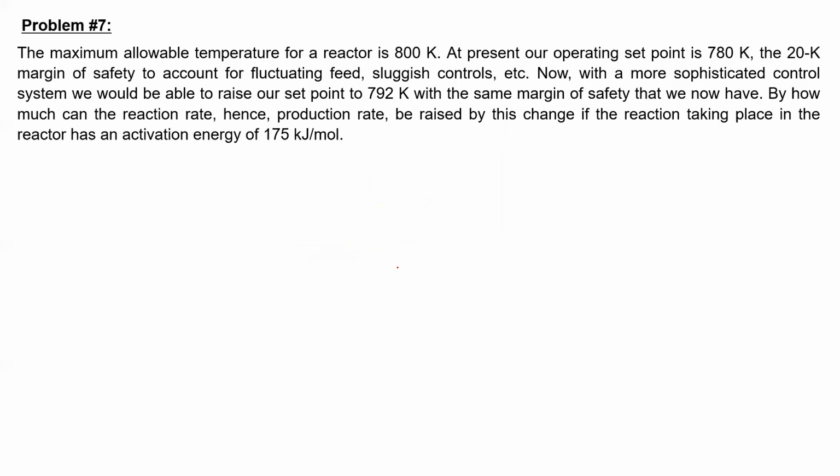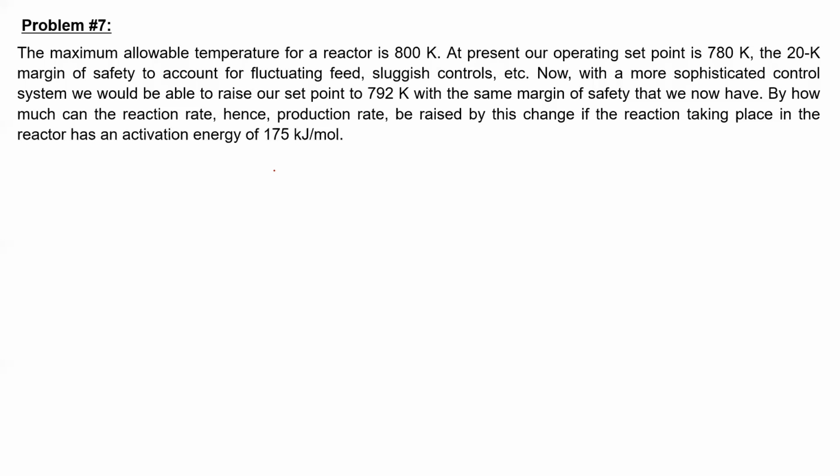So this is a bit of a text problem. Maximum allowable temperature for reactors 800 Kelvin. At present, our operating set point is 780 Kelvin, which gives you a 20 Kelvin margin of safety to account for fluctuating feed, etc. So now with a more sophisticated control system, we can raise our set point to 792 with the same margin of safety that we now have. By how much can the reaction rate, hence production rate, be raised by this change? The reaction taking place in the reactor has an activation energy of 175 kilojoule per mole.